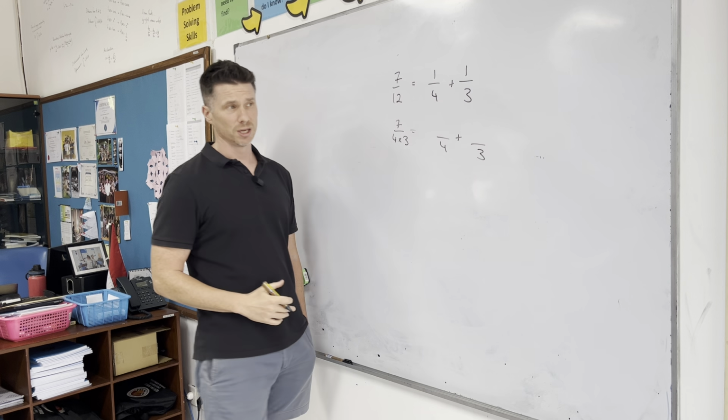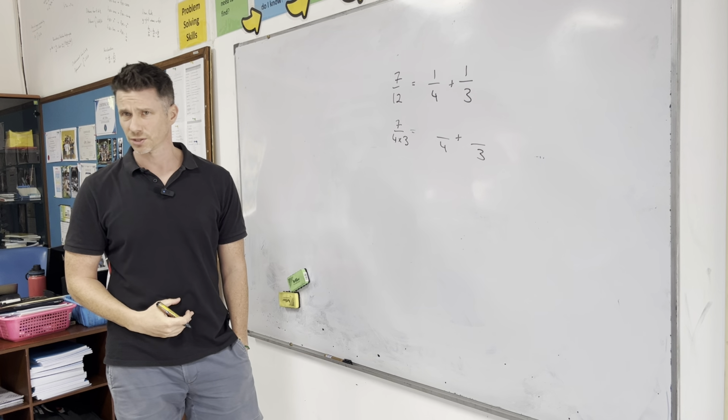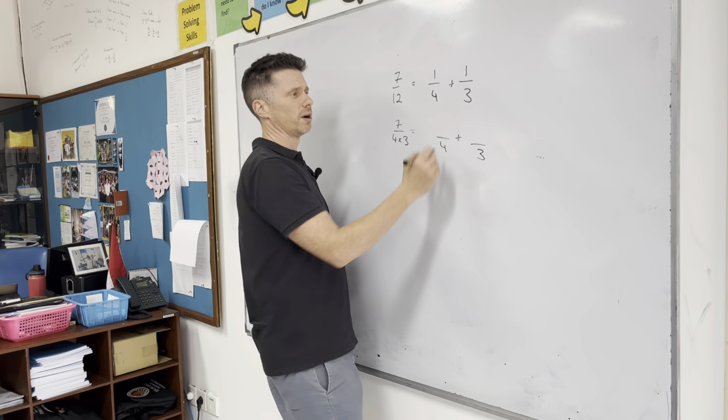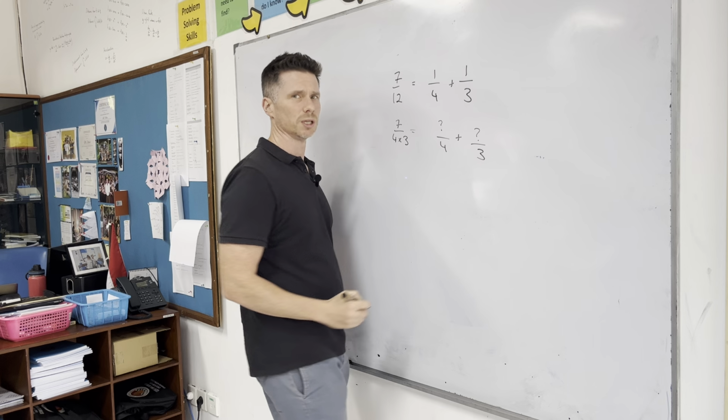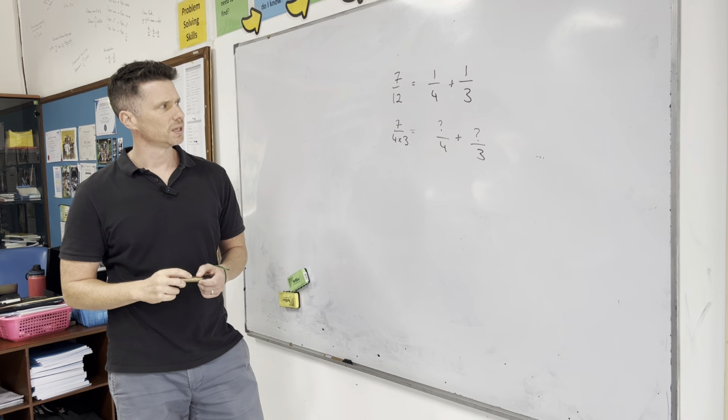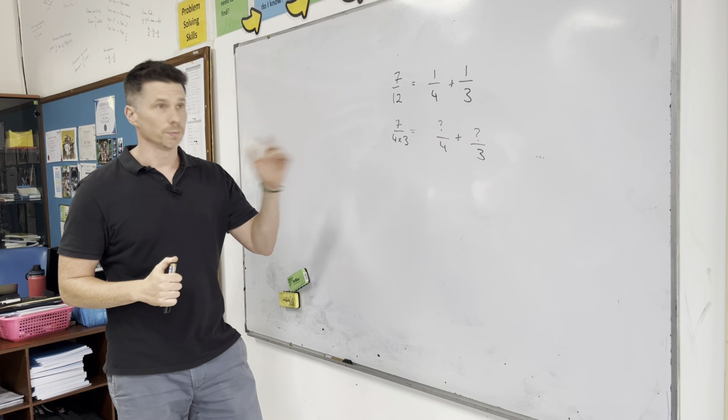Notice the question says write as a sum of partial fractions, or write as a sum of fractions. So the tricky part here is finding what this and this would be. How do you know it's not like 6 and 2? Where do you get 4 and 3 from? It could be 6 and 2, yeah.